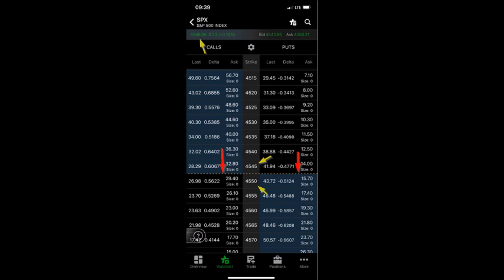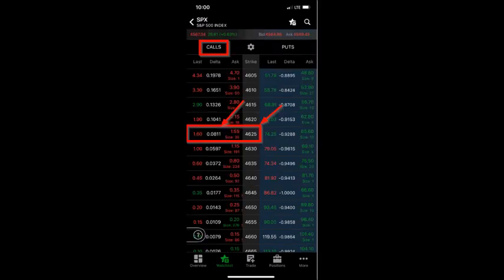For this trade strategy, our job is to find the strike price on the call side that has a 10 or less delta. So I'll scroll to find that strike price. The 10 or less delta will be represented as 0.10 or less. In this case, I see the strike price of 4625 with a 0.0811 delta. So that's the call strike price I will sell.